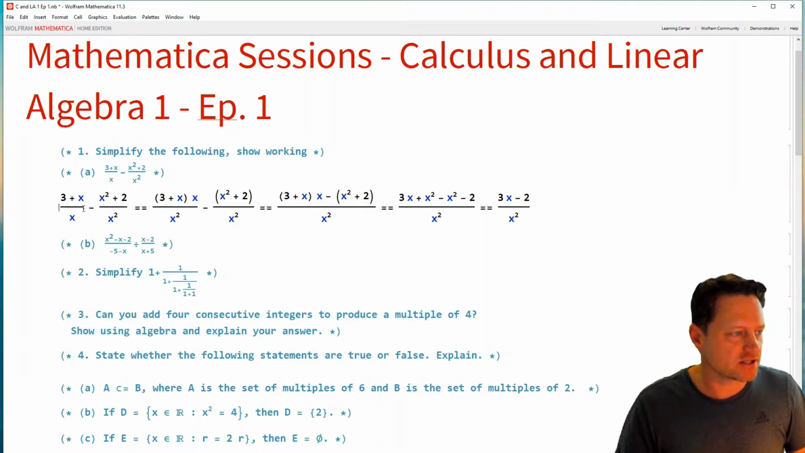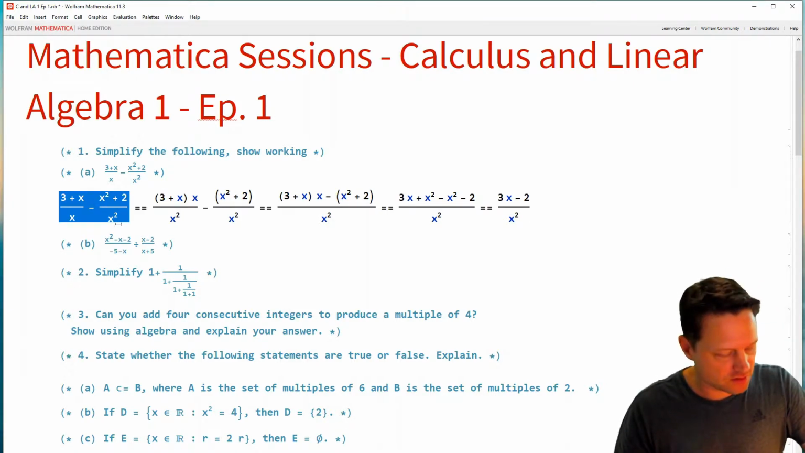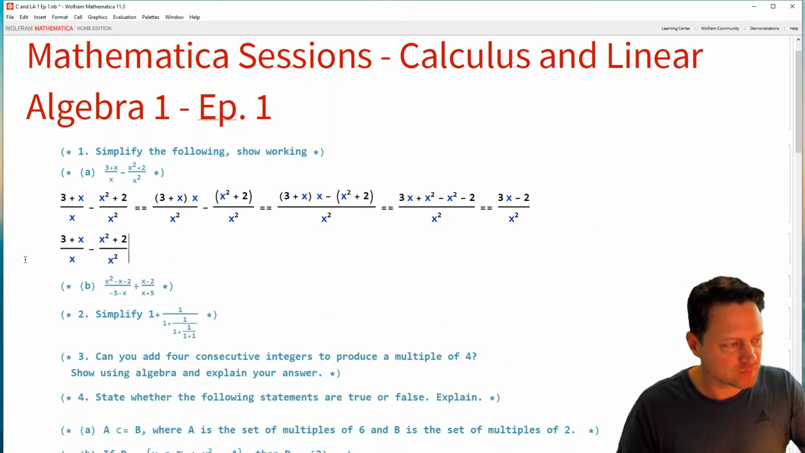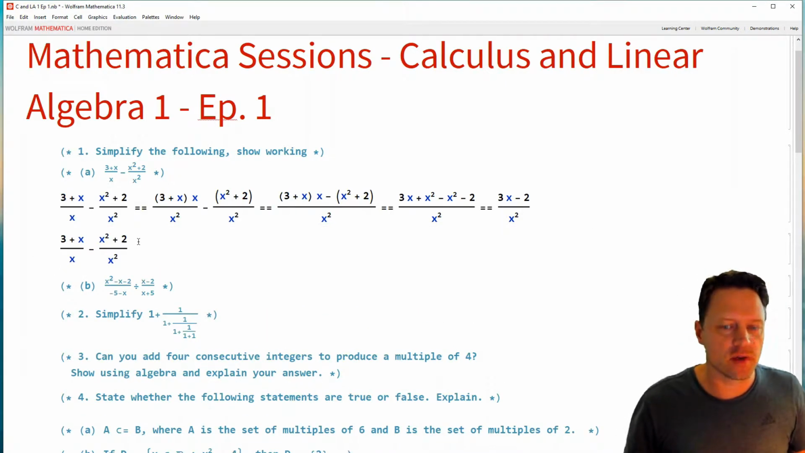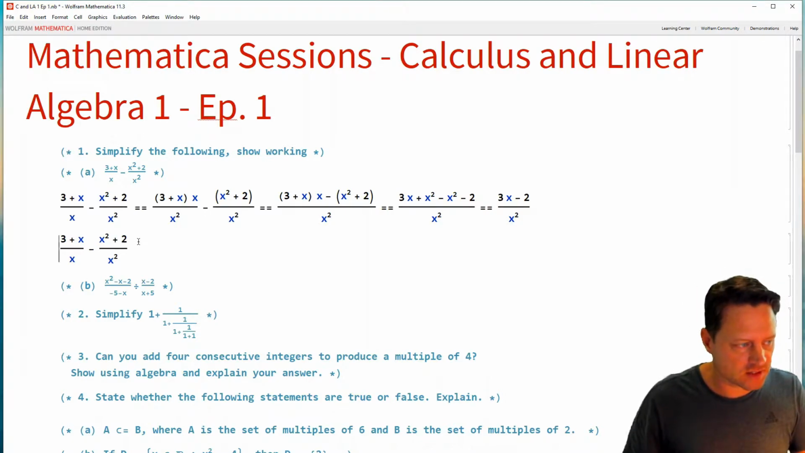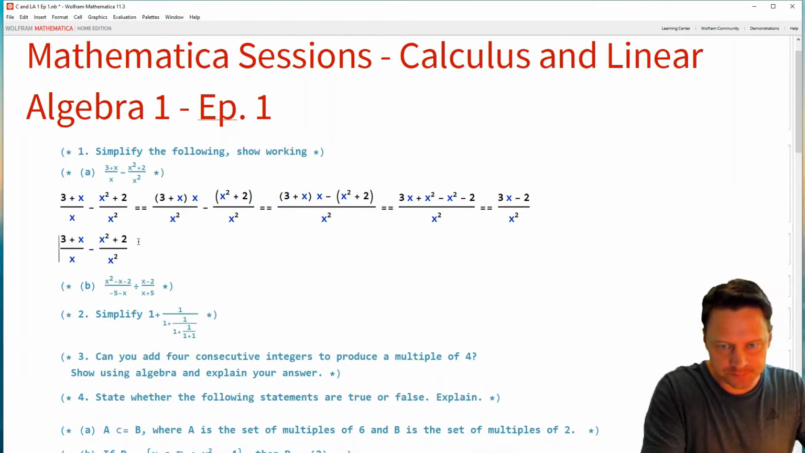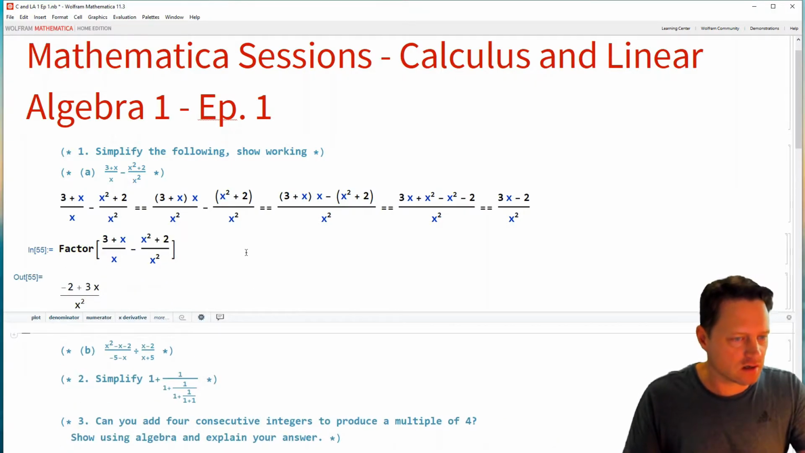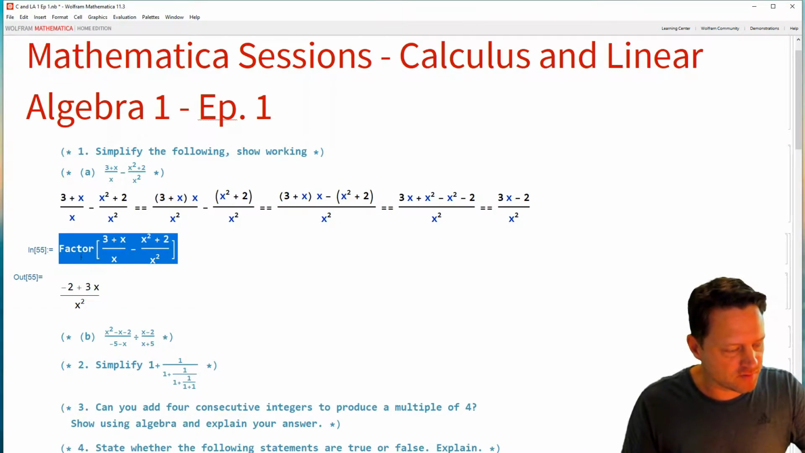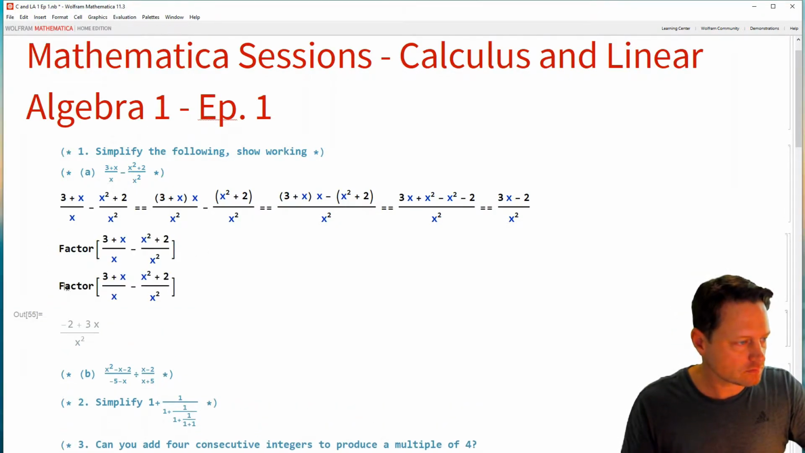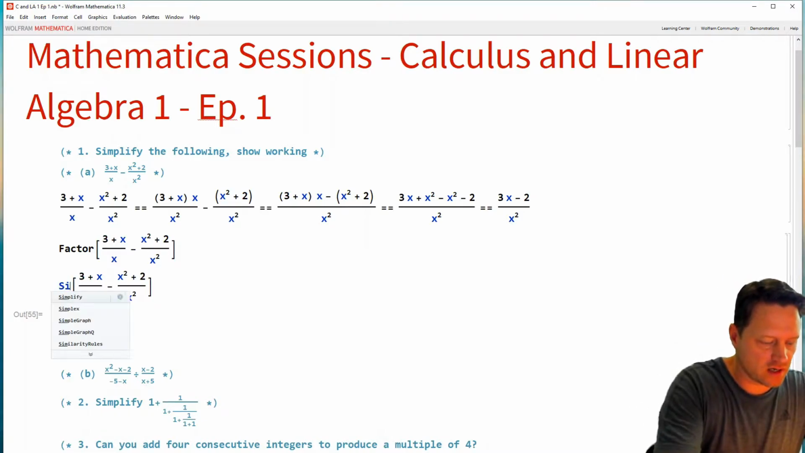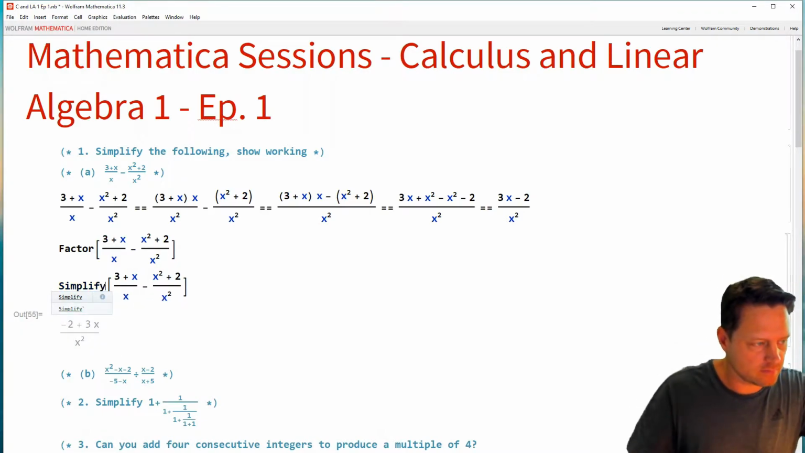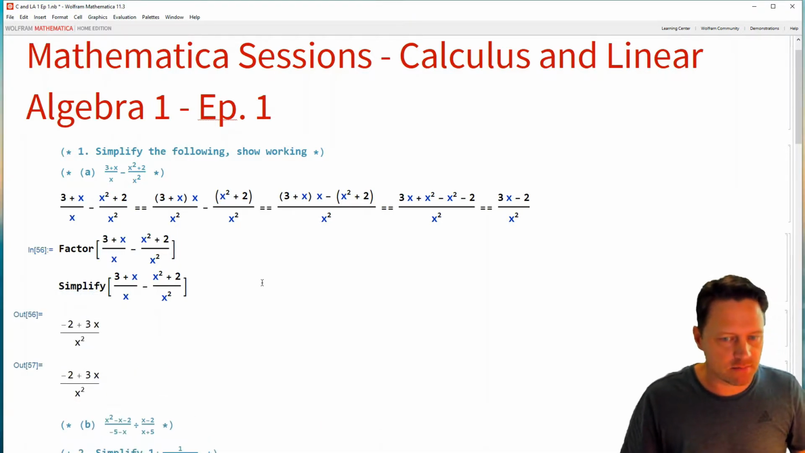Okay, so the next question you might have then is, how do I do this in Mathematica? And how do I do this in Wolfram Alpha if you don't have Mathematica on your system? So in Mathematica, I could just put factor or even simplify. So factor, and I get the same result, just with the minus 2 in front. Let's try simplify. Okay, I also get the same thing.